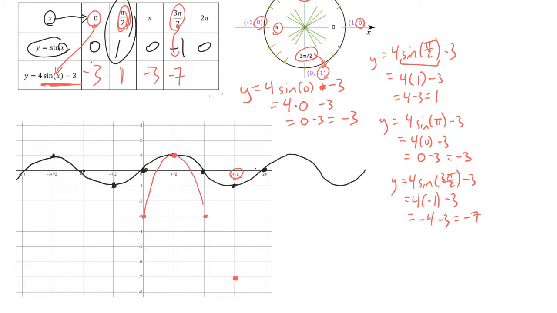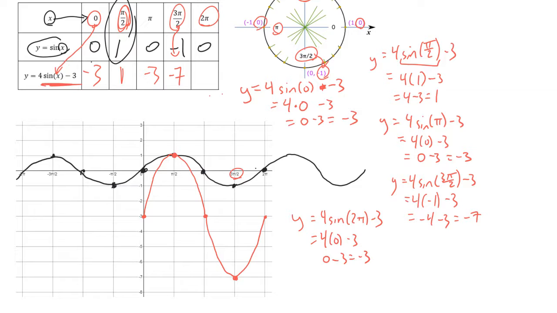It went up to 1. It came down to -3. It's going down to -7, and then I have 2 pi. When I plug that in, y equals 4 times the sine of 2 pi minus 3. What's the sine of 2 pi? It is 0. What's 0 minus 3? It is -3. And I get back to where I started, and that's why -3 is my midline.